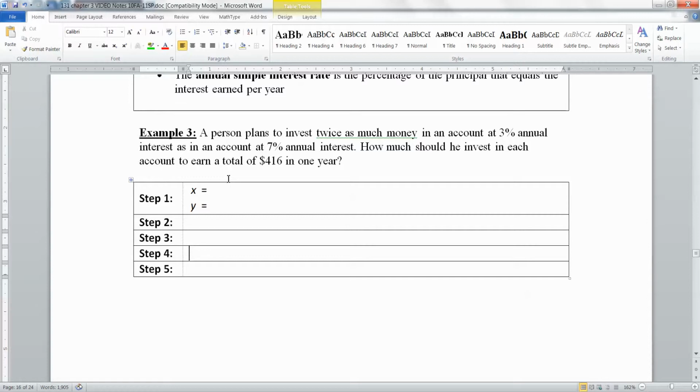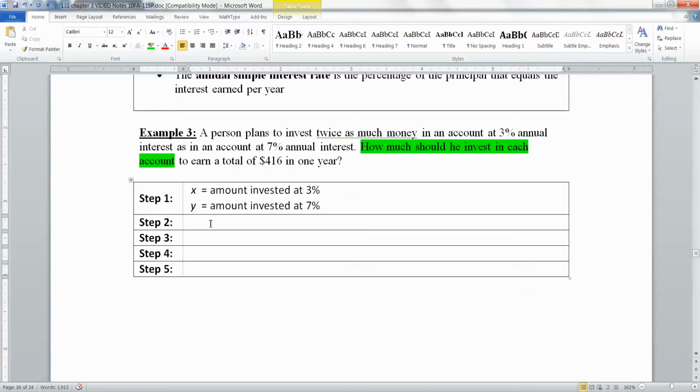All right, well, let's look it over again. You're going to invest twice as much money in an account at 3% interest as in an account at 7% annual interest. How much should he invest in each account to earn a total of $416 in 1 year? Well, there it is right there. How much should he invest in each account? That's what you're looking for. That's what you don't know. You have 2 accounts. So X is the amount invested at 3%, and then Y will be the amount invested at 7%, or vice versa. The X and Y order doesn't matter.